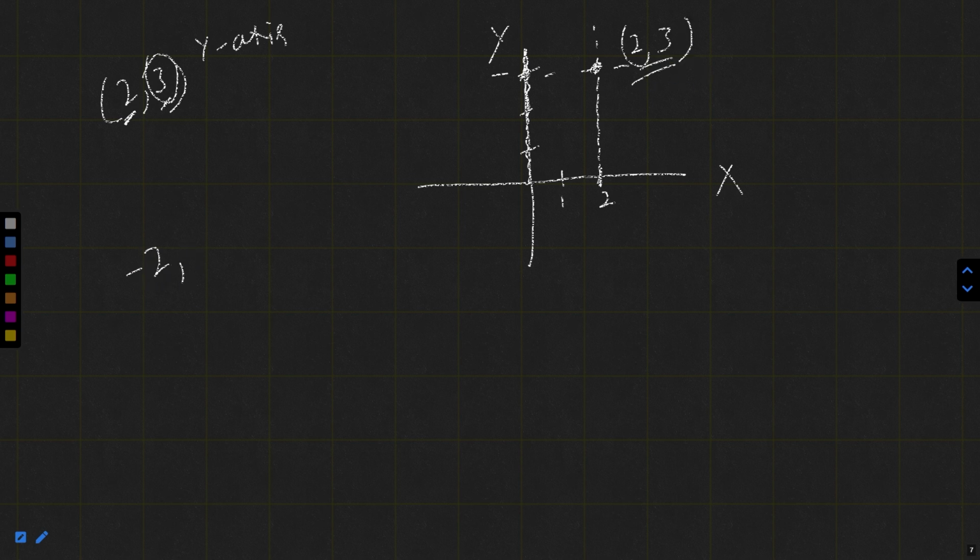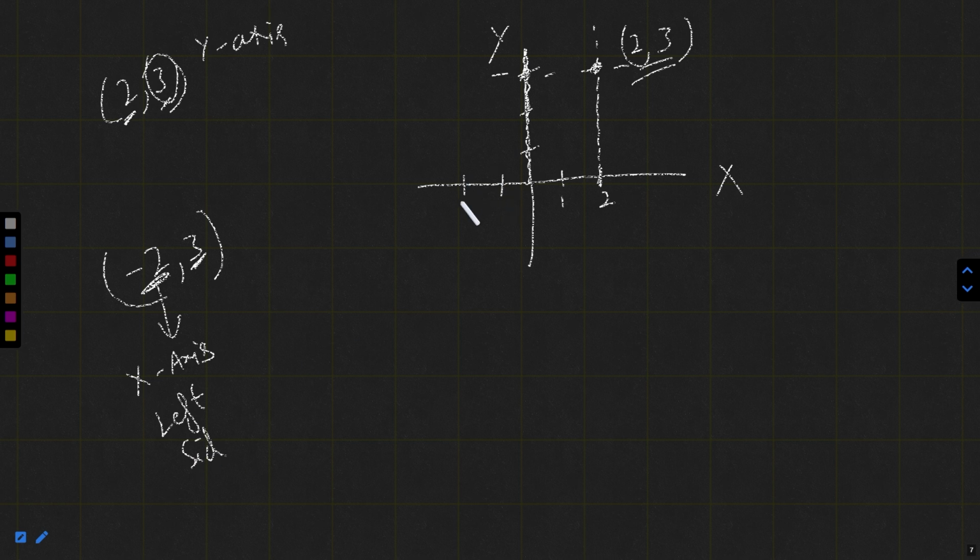And now (-2, 3): the -2 is on the x-axis, so -2 is on the left side, because it is negative, left side.